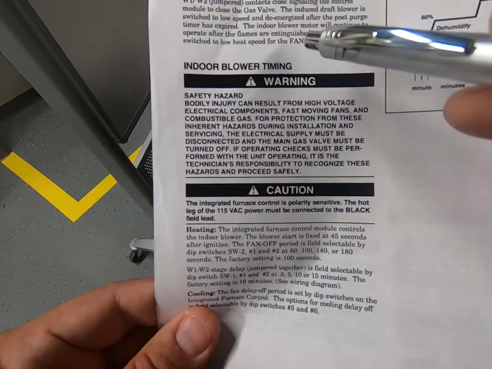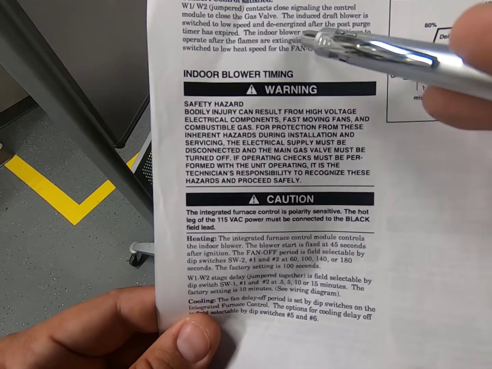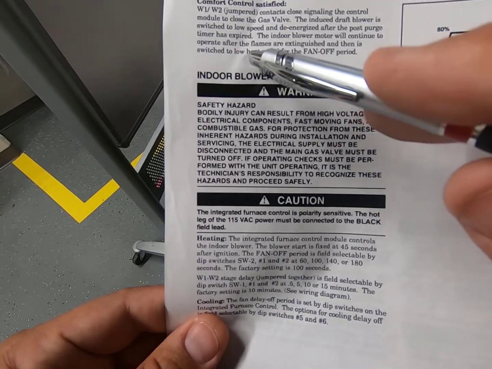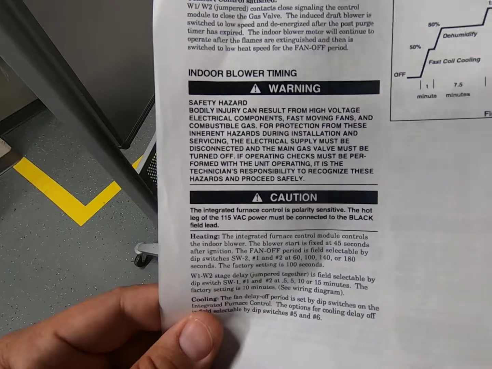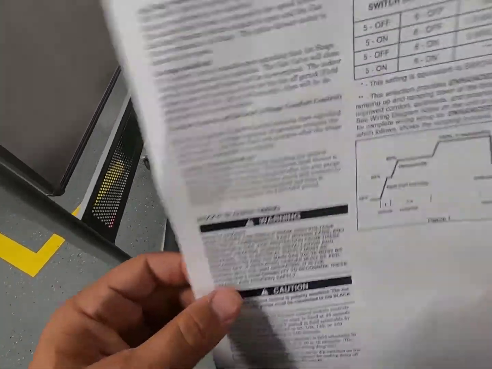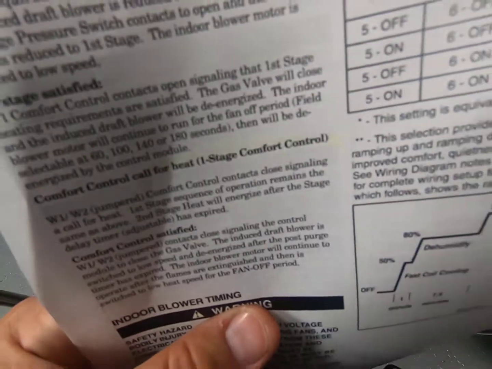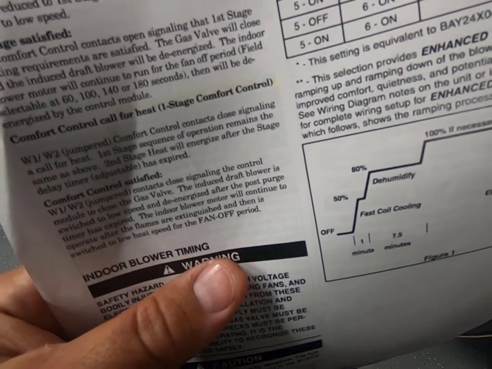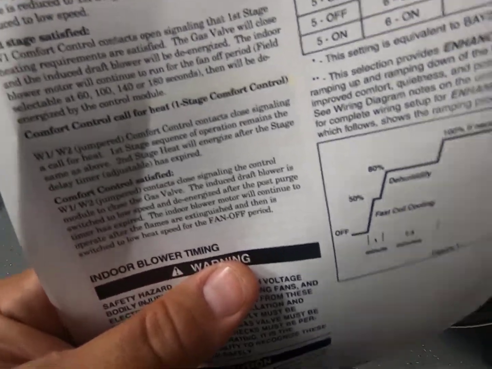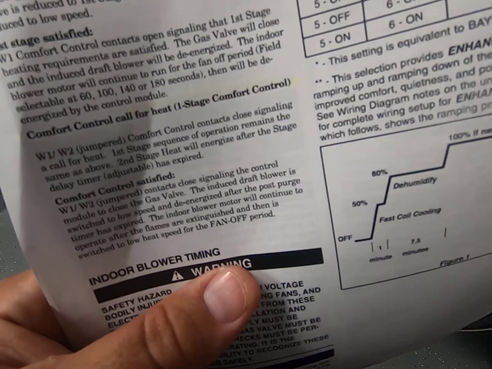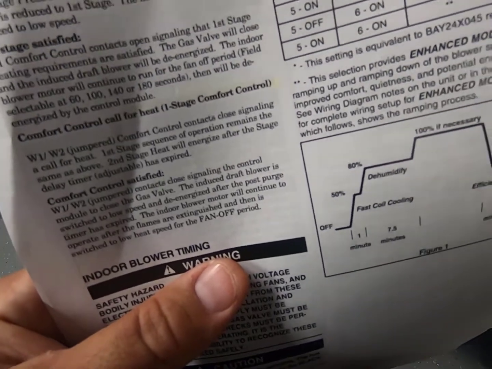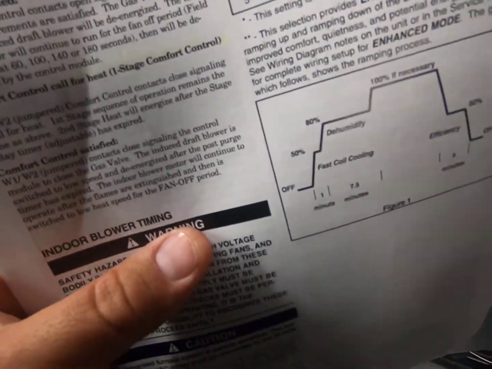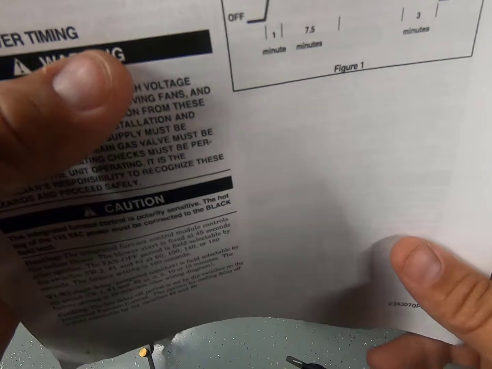One thing that it talked about is the indoor blower motor will continue to operate after the flames are extinguished and then switch to low heat speed for the fan off period. What they're saying is that upon completion of the heating cycle, our thermostat satisfies, the switches are both open. What happens after that? Okay, the sequence of shutdown happens. The gas valves de-energize, the flames go out, the inducer goes through a post-purge, but the big blower in the bottom of our furnace continues to run for a set period of time.